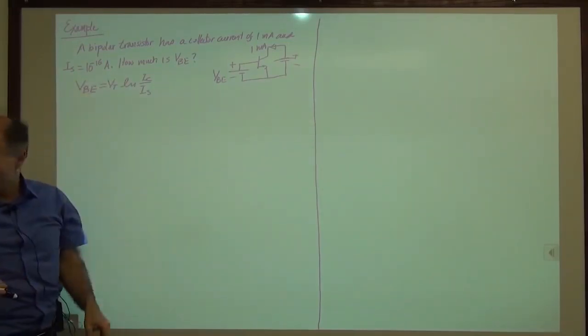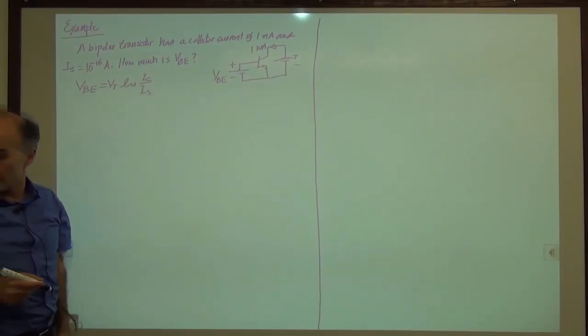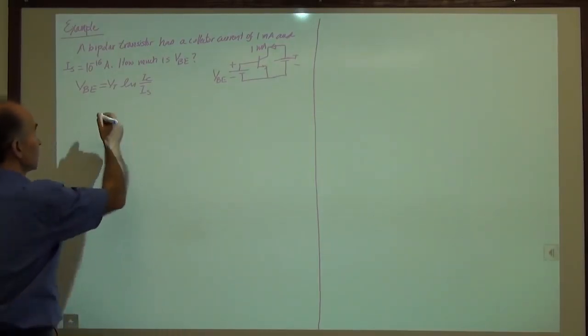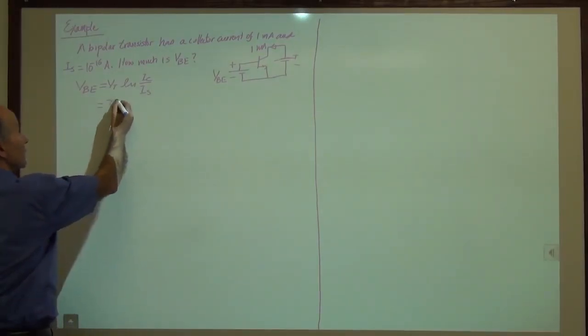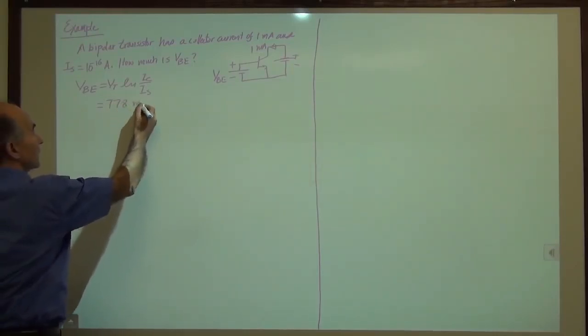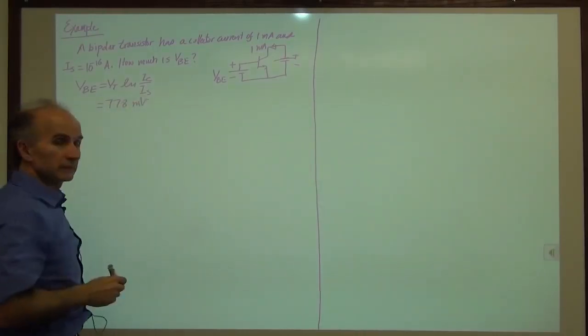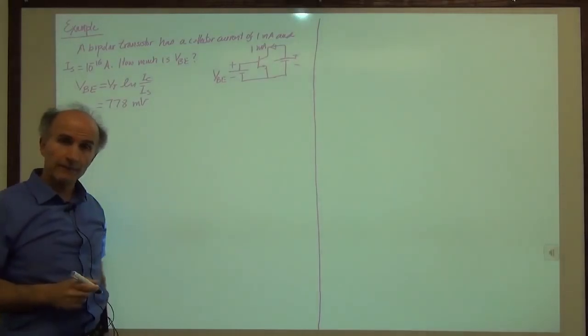And the necessary base emitter voltage is 778 millivolts. So 778 millivolts. Okay, so that was easy.